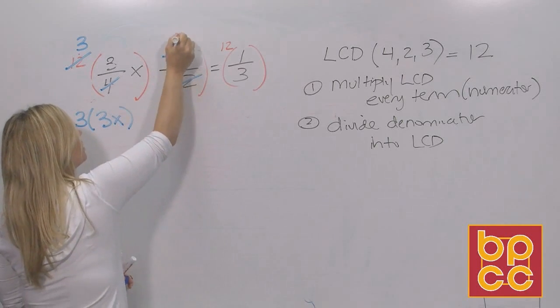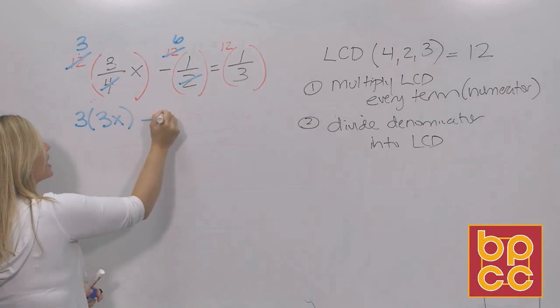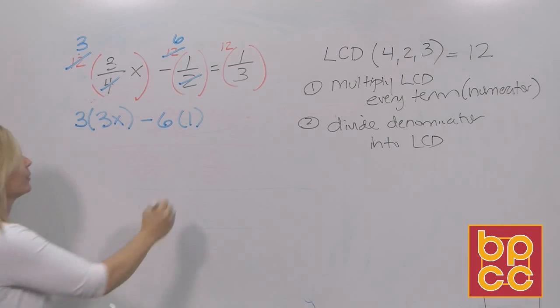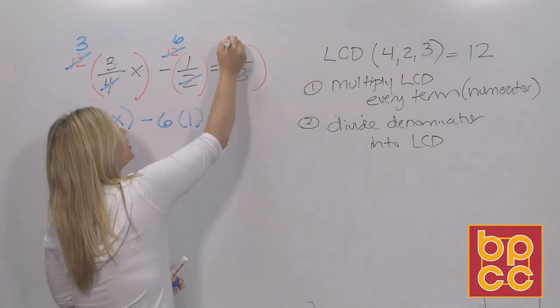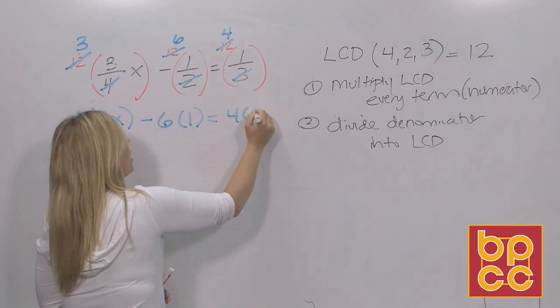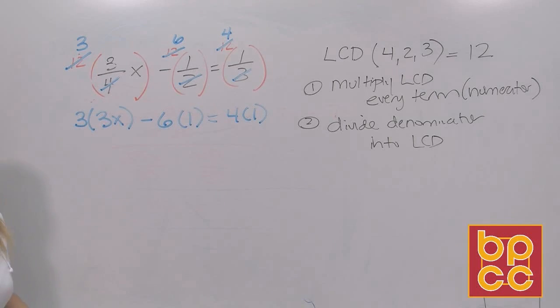2 divides into 12 6 times. So now we have negative 6 times that 1. No more fraction. 3 divides into 12 4 times. Well, now we have 4 times 1. No fraction. And that's the beautiful thing. You did the trick. You got rid of the fractions.